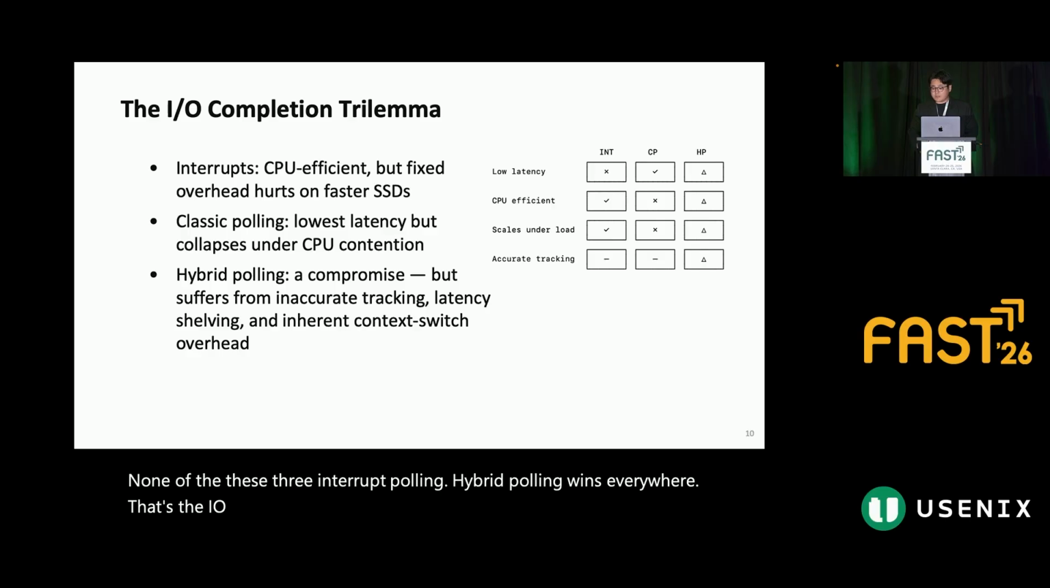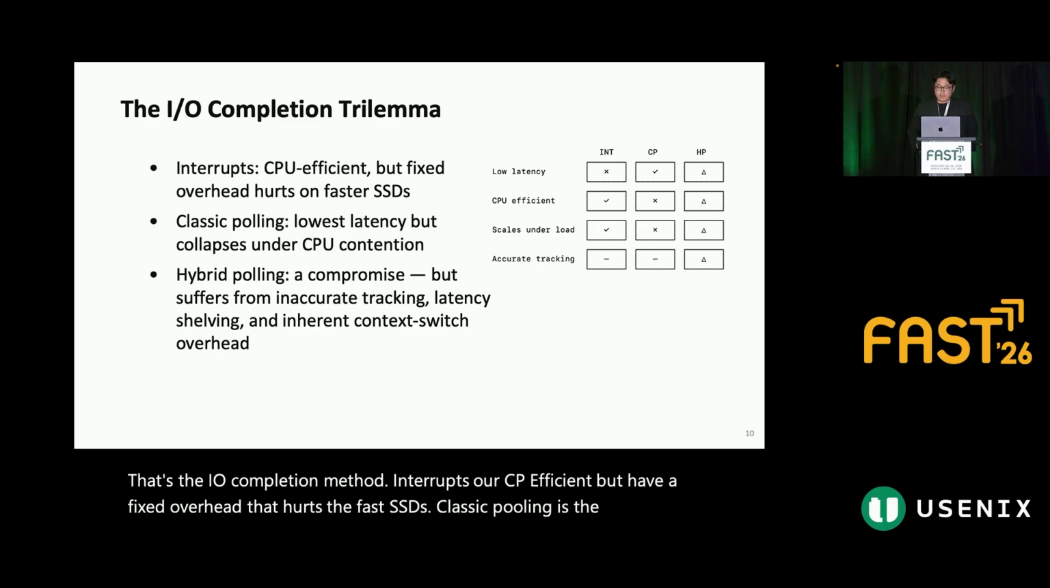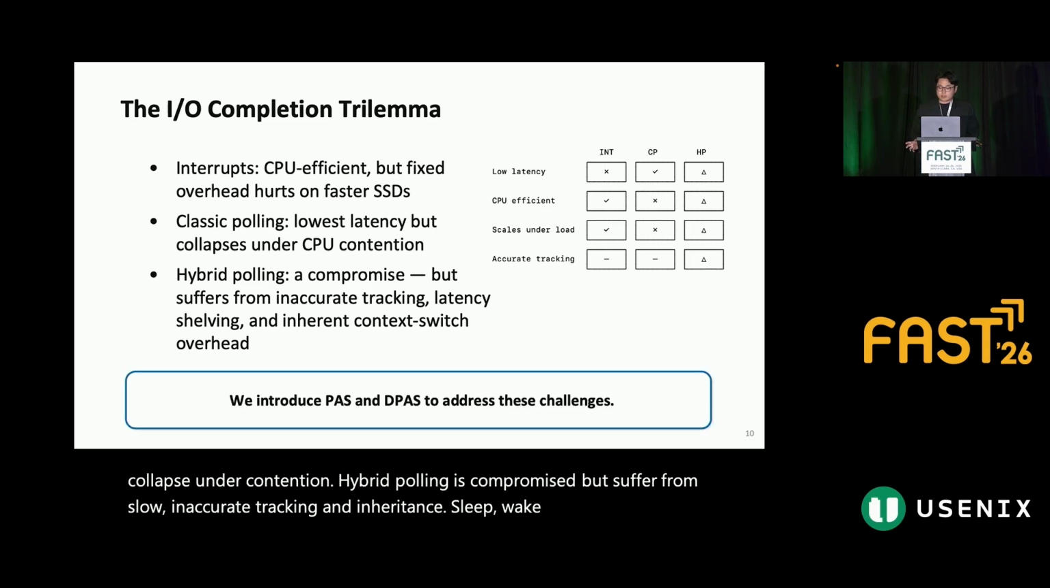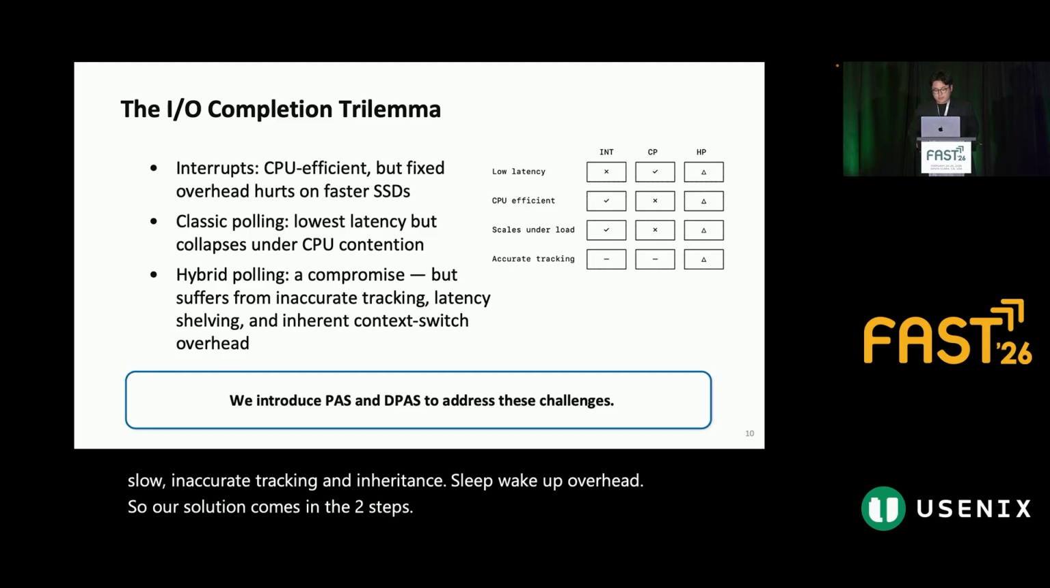Interrupts are CPU efficient, but have a fixed overhead that hurts fast SSDs. Classic polling is the fastest, but collapses under contention. Hybrid polling is a compromise, but suffers from slow, inaccurate tracking and inherent sleep wake-up overhead. So our solution comes in 2 steps. PAS fixes the tracking, and DPAS switches the modes safely at runtime.